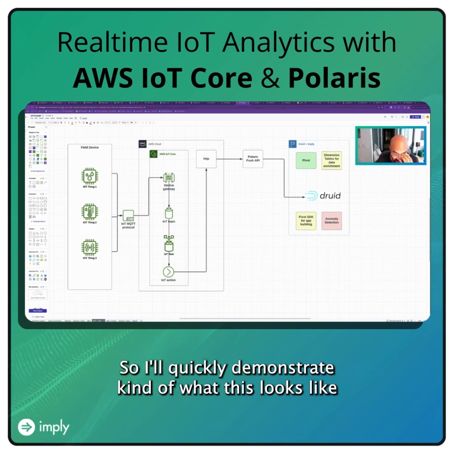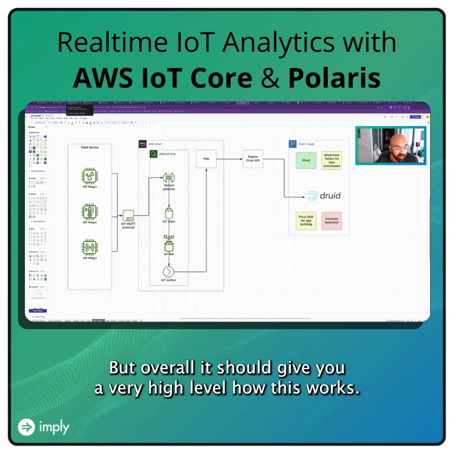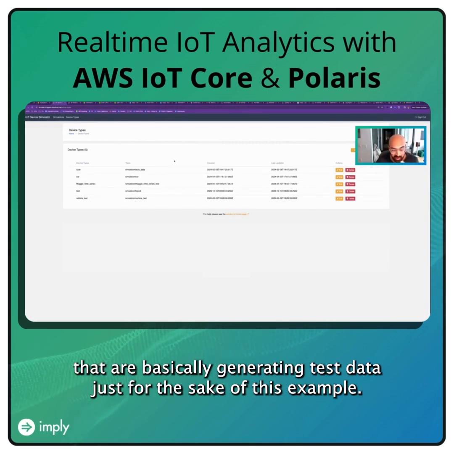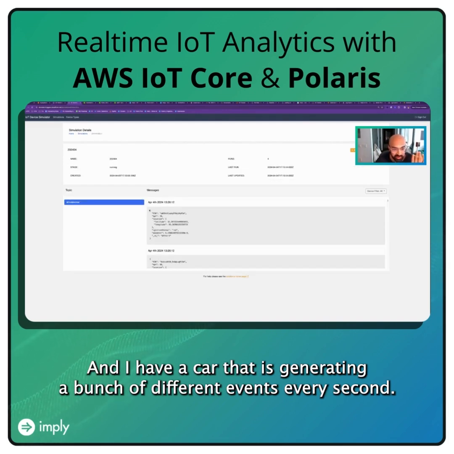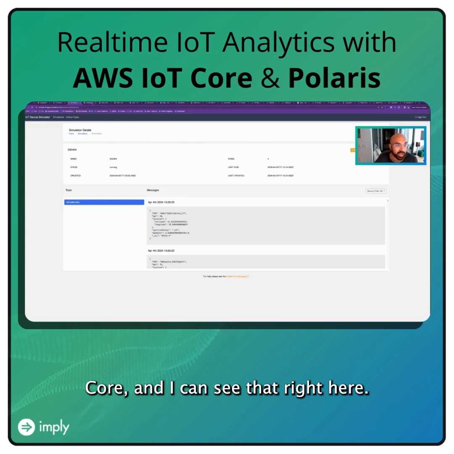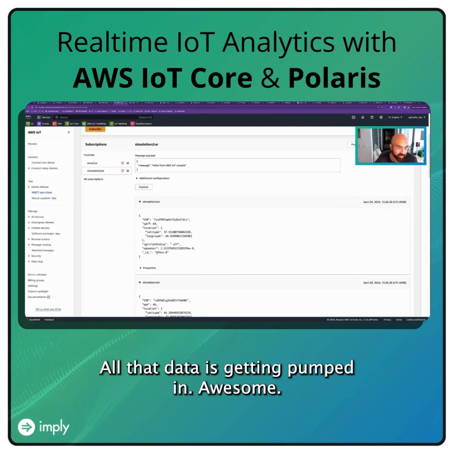I'll quickly demonstrate what this looks like. I'm going to skip through a lot of different pieces, but overall, it should give you a very high-level view of how this works. Here, I have a number of different device types that are generating test data just for the sake of this example. I have a car that is generating a bunch of different events every second. All this data is getting pumped into AWS IoT Core, and I can see that right here. I'm subscribing to an event, and all that data is getting pumped in.